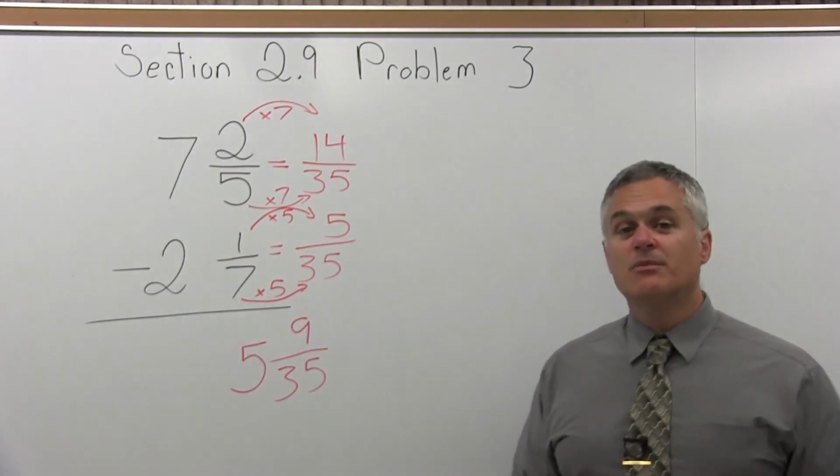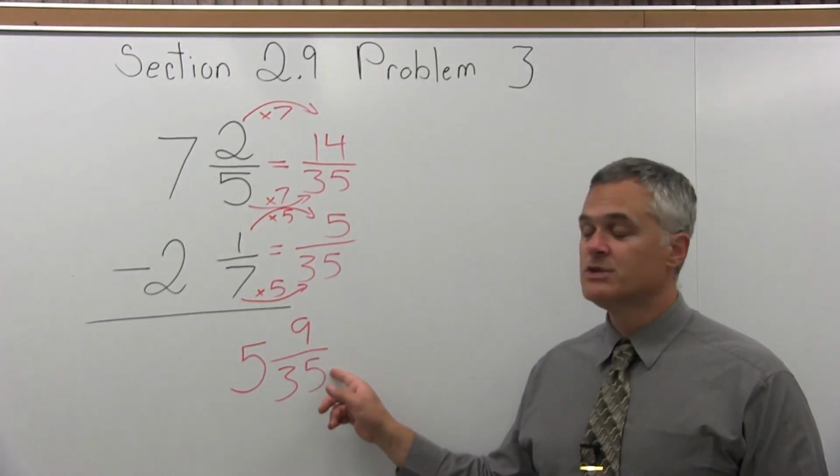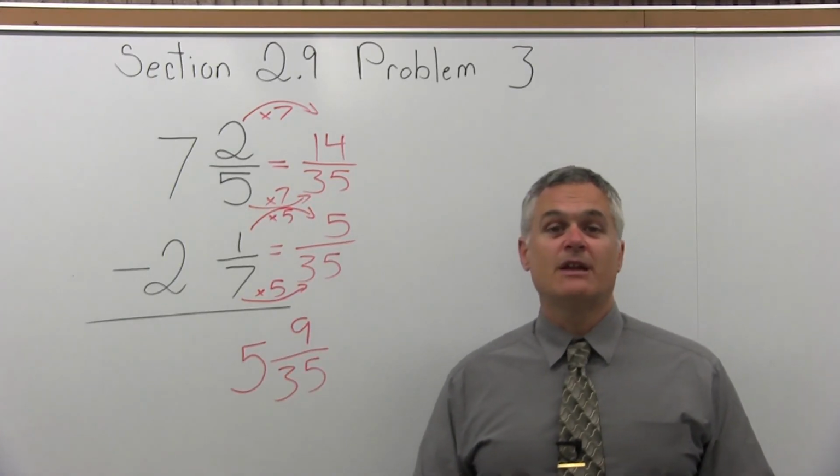And now check to see if it can be reduced. It cannot be reduced. That's as reduced as it gets. 9 over 35 won't reduce. So our final answer is 5 9/35.